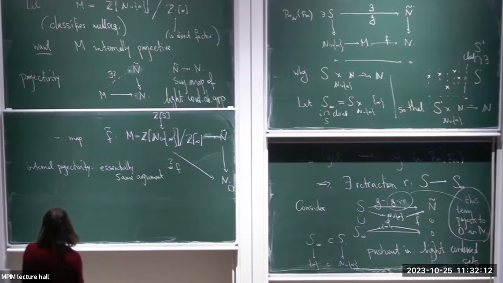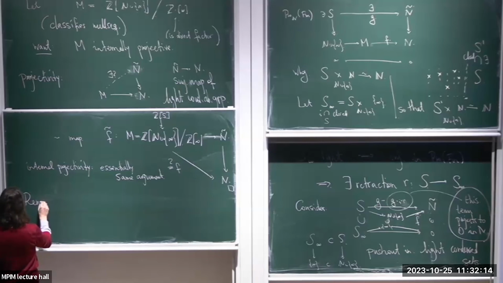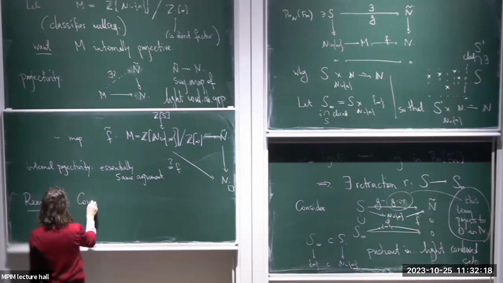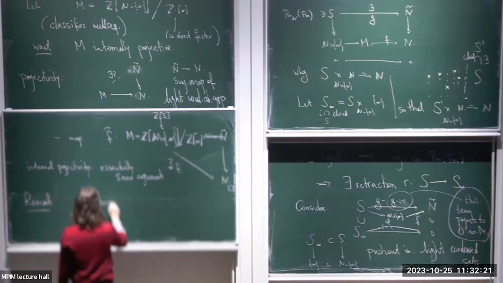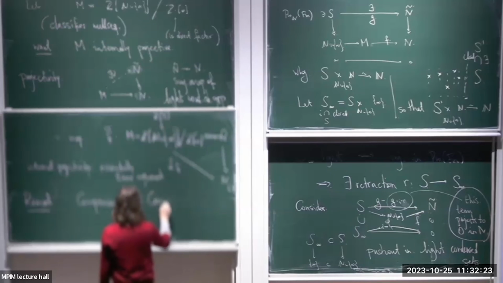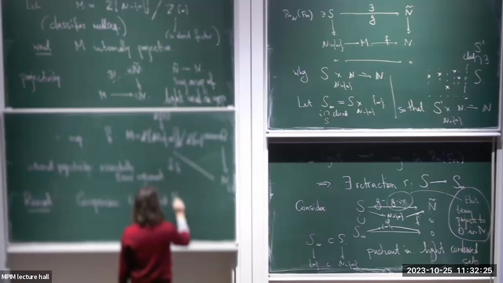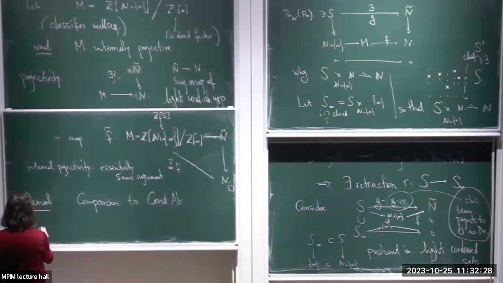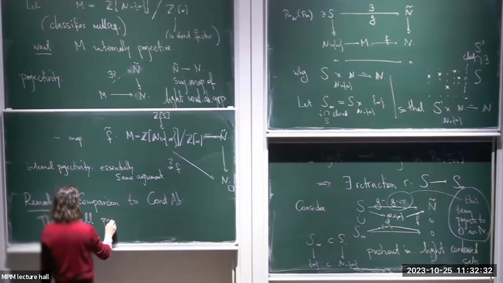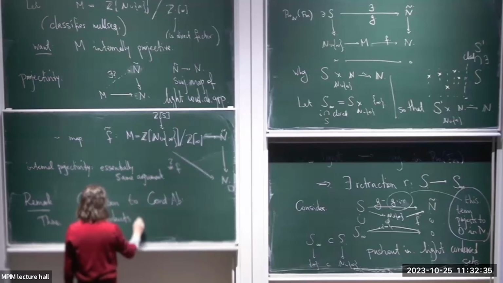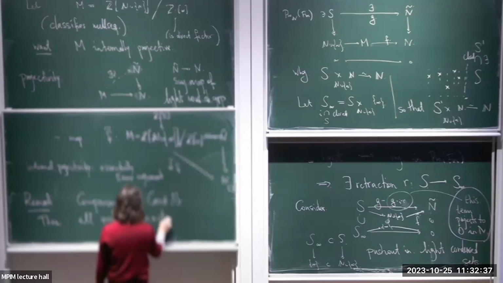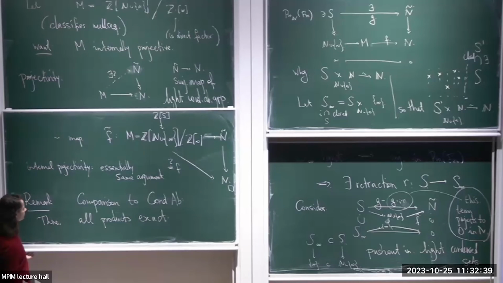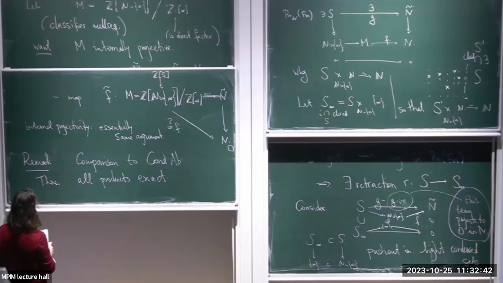All right, here's just one remark. The comparison to all condensed abelian groups. This is something that I already said orally a bit, but just say it more explicitly. Their products are exact. And you have projective generators.